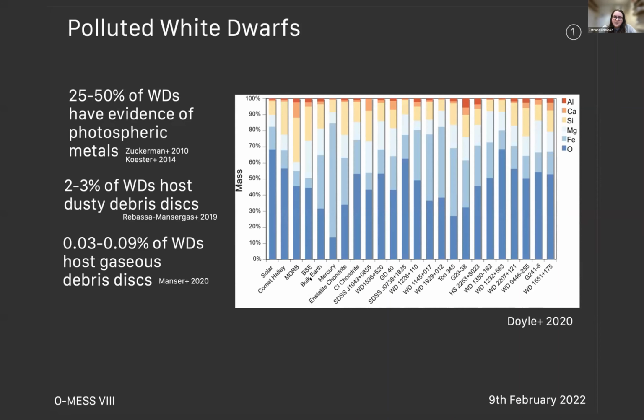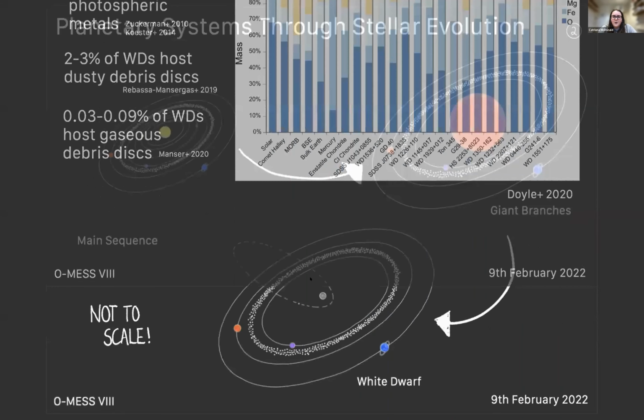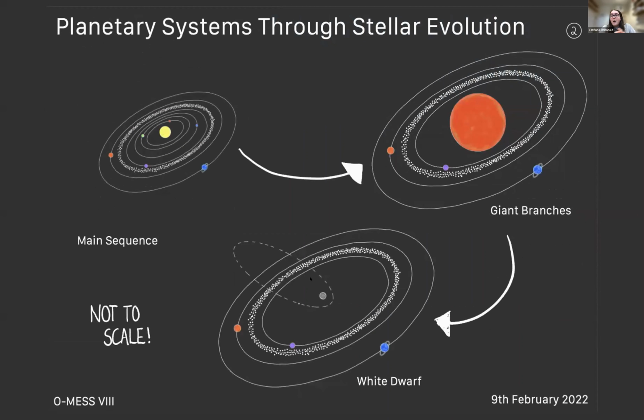So the question then becomes, how do we get this material into the white dwarfs? And to understand this mystery a little bit better, I want to give you a quick run through of how planetary systems evolve along with their stars. So in the top left-hand corner here, I have a sketch of a main sequence planetary system. We have the star in the middle, some inner planets, a planetesimal belt, this white dotted bit here, and some planets even further out than that.